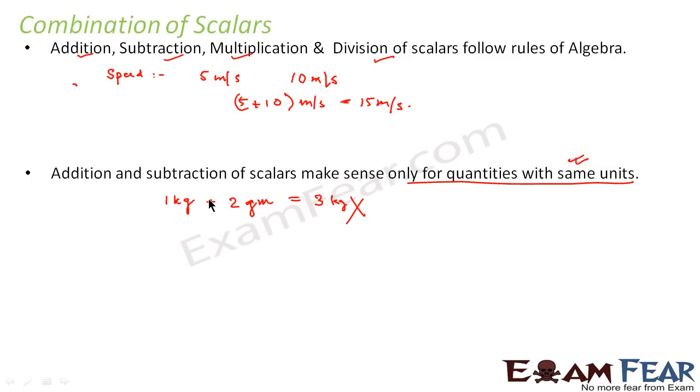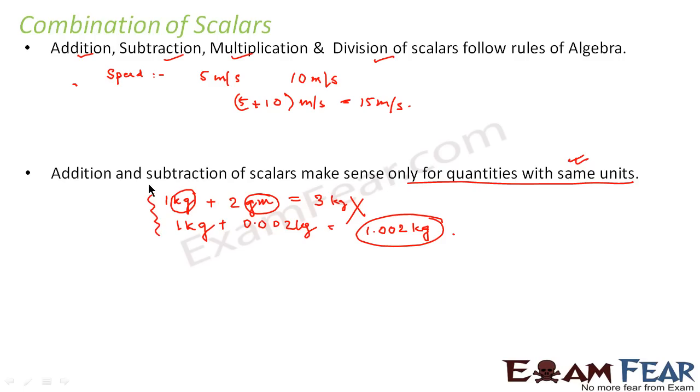No, you can't. Because when you want to add two quantities, both of them should have the same units. That means in order to add this, you will have to convert 2 grams into kgs. That is 0.002 kgs. And only then you can add them and say that it is 1.002 kgs. The same thing applies for subtraction as well. So for addition and subtraction, it is a necessary condition that all the quantities which are to be added or subtracted have the same unit.